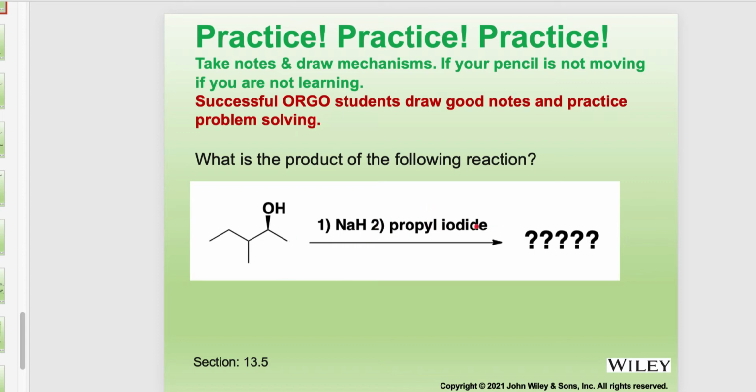Again, we're using very technical words, jargon. We need to understand what something looks like or stands for and how it affects an overall transformation. So obviously here we have an alcohol, and this is a two-step procedure, and we want to understand what's going on. The first step is the use of NaH.